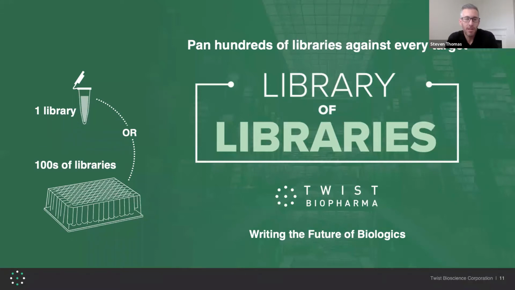At Twist, our vision is to build out a so-called library of libraries where if a customer comes to us, we can quickly pull from hundreds of available libraries to have the best shot on goal to identify a lead antibody against their target of interest. So where one library might have a theoretical maximum diversity of 10 to the 10, taken together, we can now assess a larger library of fully human antibodies of greater than 10 to the 12 diversity.